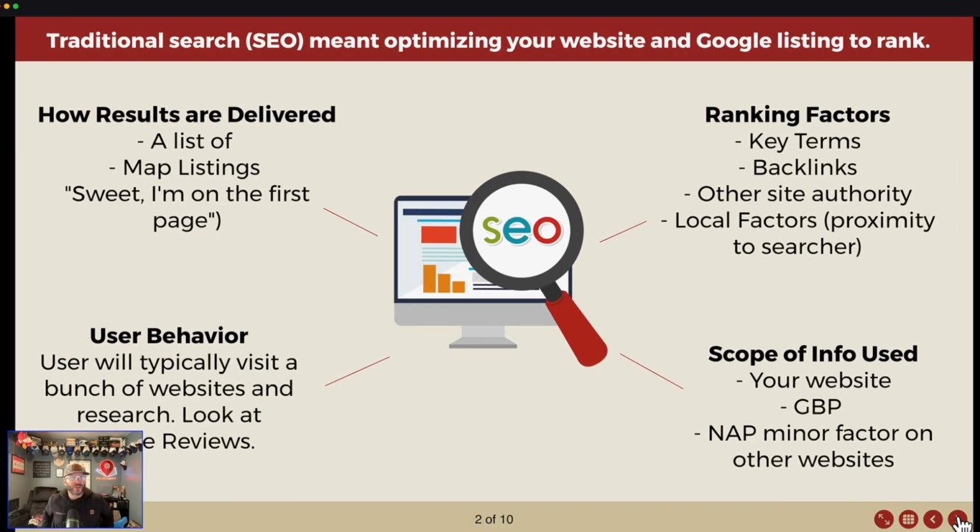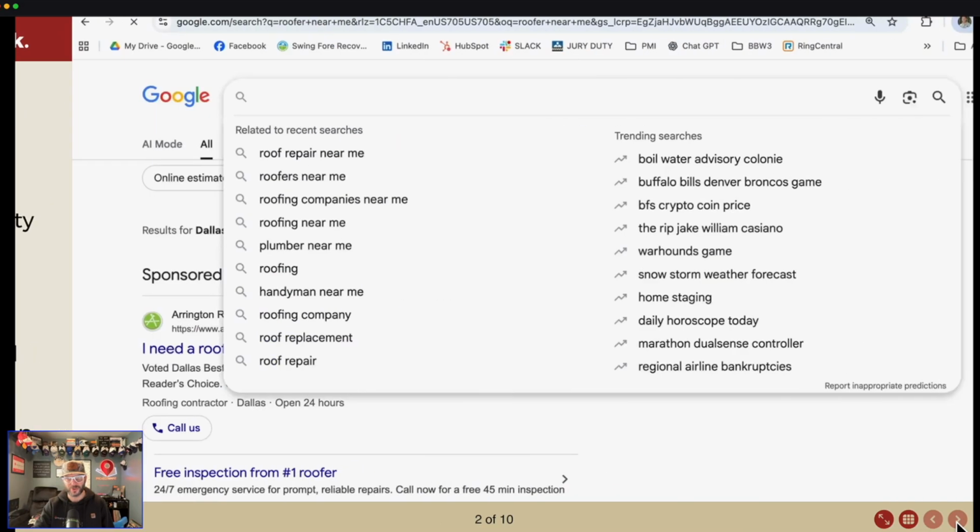So let's talk about the traditional SEO. I'm going to start here in the top left, and then I'm going to go to the right, and then I'm going to go user behavior, and then I'm going to go scope of info used. So in the traditional sense, results were delivered in a list. In fact, here, I'm going to show you a video first.